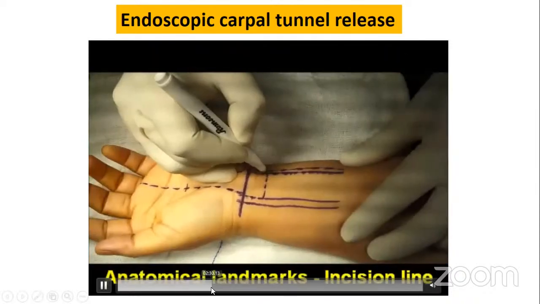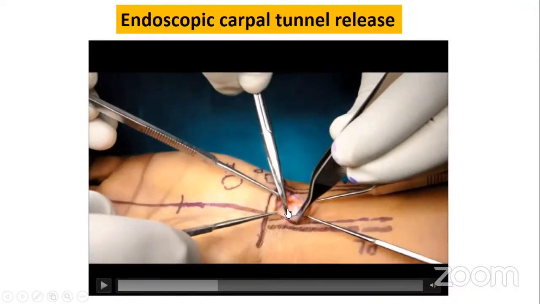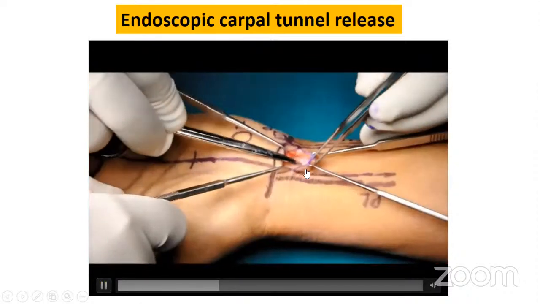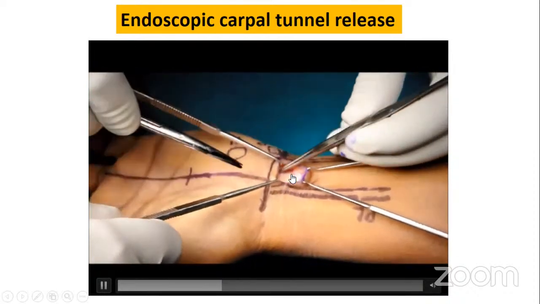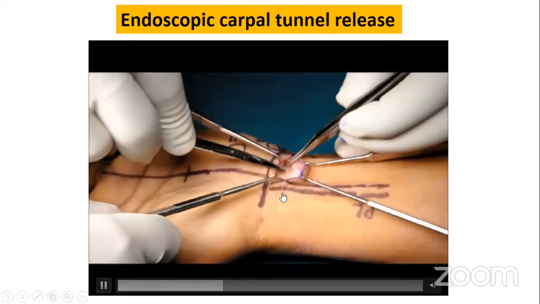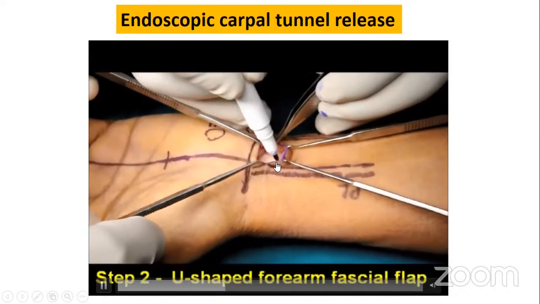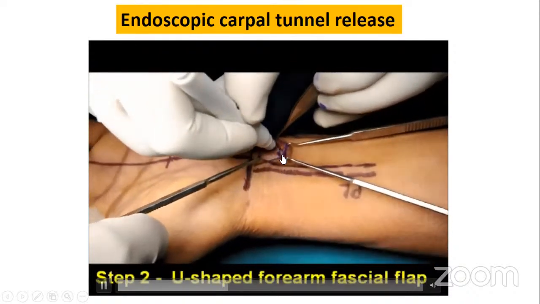So same landmarks. Okay, here I've just used a little bigger incision just for demonstration, but otherwise I do it in a very smaller incision. So you go between the palmaris longus and the flexor carpi radialis. That's the deep fascia there, and we make a small flap of the deep fascia for us to enter the carpal tunnel here. Okay, so you make a small U-shaped kind of a flap in the deep fascia there, the forearm fascia.